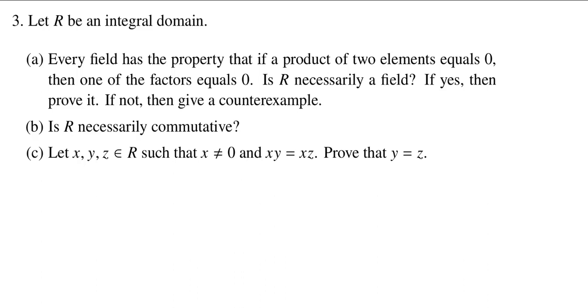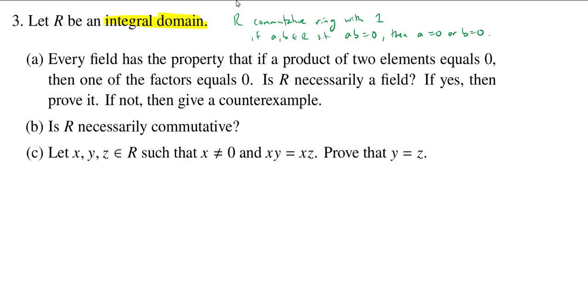Welcome to our video solution to problem 3 from quiz 12 here in spring 2023, Math 302 at Cal State Fullerton. So we have an integral domain R. Remember that an integral domain means R is a commutative ring with identity, and it has this zero factor property: if a and b are in R such that ab equals 0, then a equals 0 or b equals 0. So we're not talking about matrix rings.